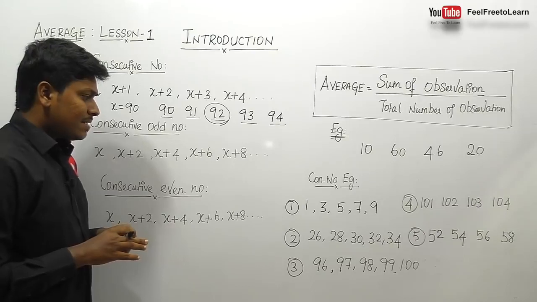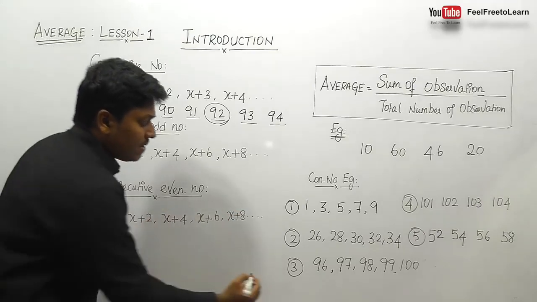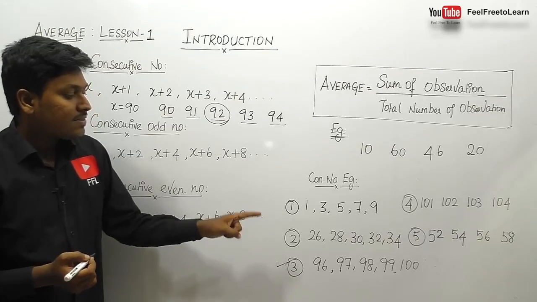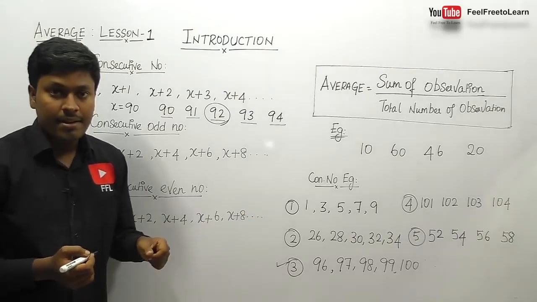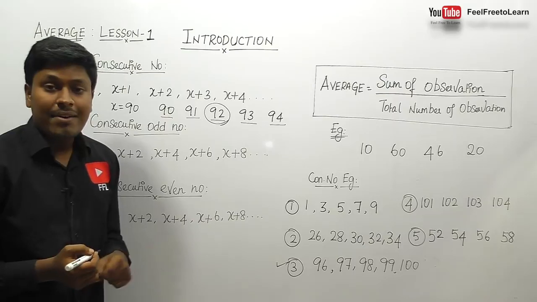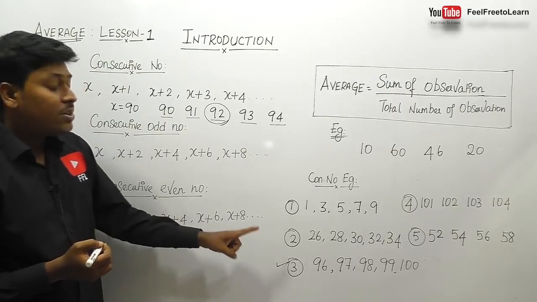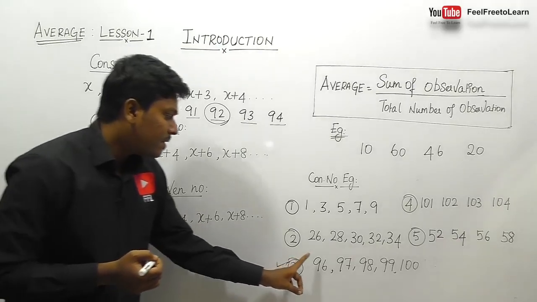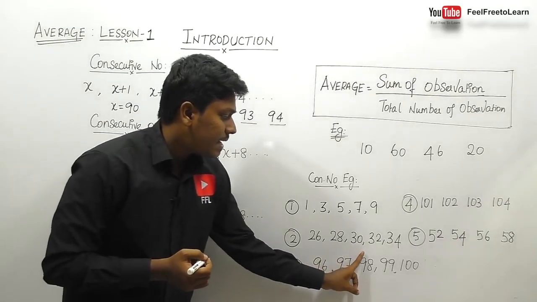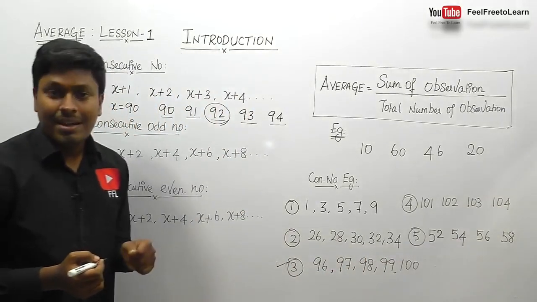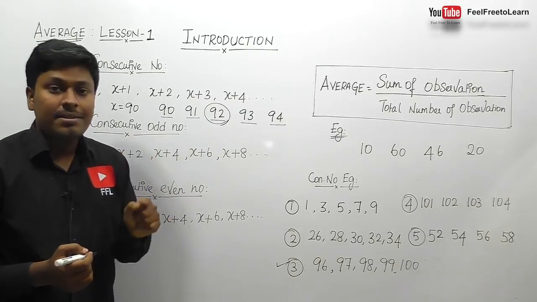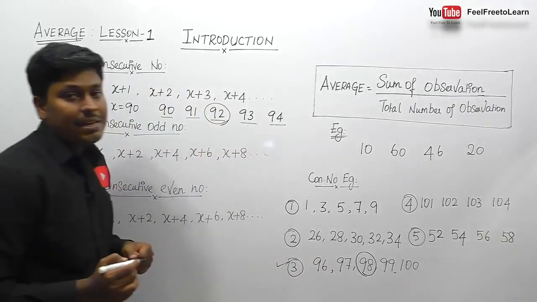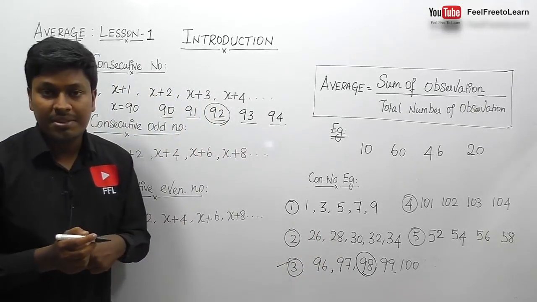So friends, let me take an example question, question number 3: 96, 97, 98, 99 and 100, right? If they ask to find the average of these 5 numbers, we need to check whether it is a consecutive or non-consecutive series. It is a consecutive series, 96, 97, 98, 99, 100. So the center number will be its average. We can say that 98 will be the average for question number 3, right?